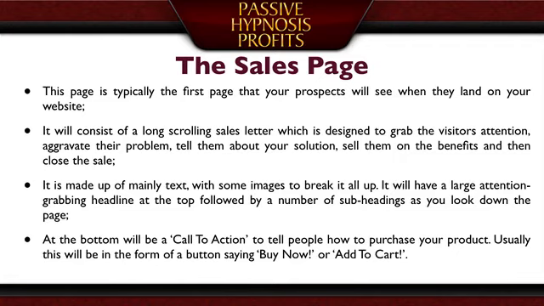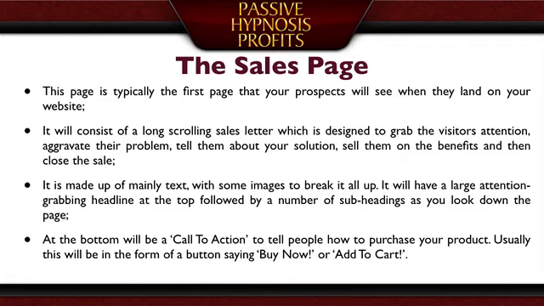So what that means is that at the bottom of the page, you would have a button of some sort to be your call to action, because it's important that you actually tell people exactly what you want them to do, when you want them to do it, and how you want them to do it. So you would have a call to action at the bottom of the page. This would tell people how to purchase your product. Usually this would come in the form of a button that would say either buy now or add to cart.